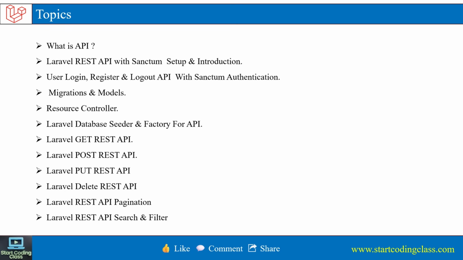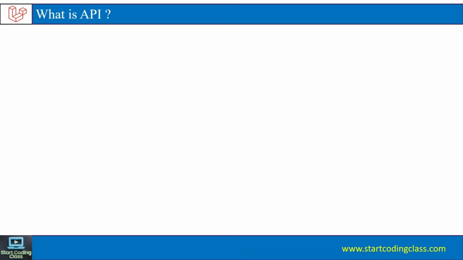So in today's video, we will learn what is an API, install Laravel with Sanctum, and build login, register and logout API with Sanctum authentication, and migration, models, resource controller, seeder, factory, and also CRUD API like get, post, put, delete API, and pagination and search and filter. So you will learn this topic and it is explained step by step with practical examples. So let's get started. First of all, we need to know what is API.